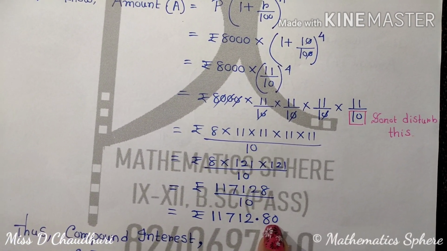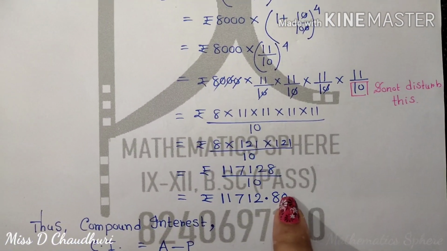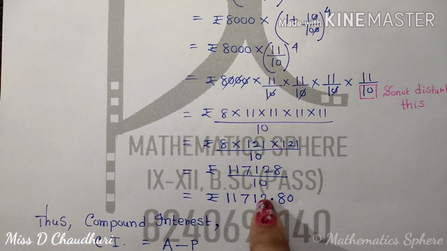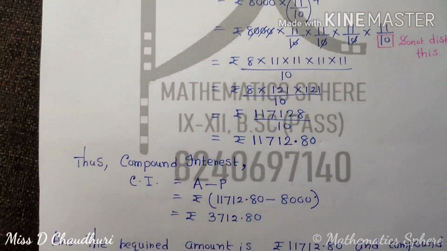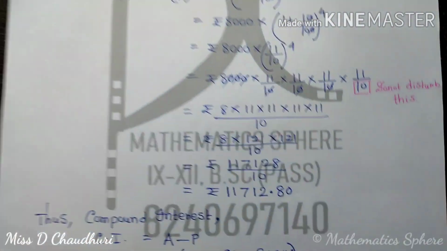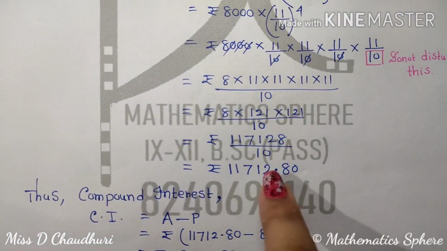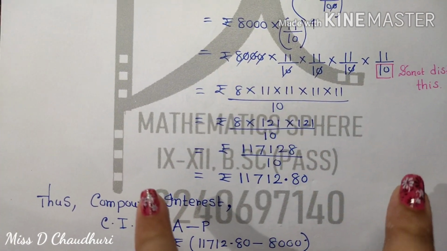8, but you will think why this 0, because we know in the case of money we always skip 2 decimal places. Now this is the amount. Okay, now what is our motto? We will have to find the compound interest. So we started with rupees 8,000, and we got the amount as 11,712.80. So the extra amount is the compound interest.